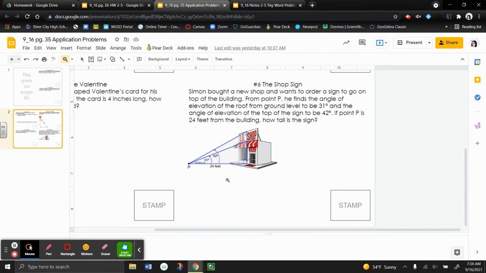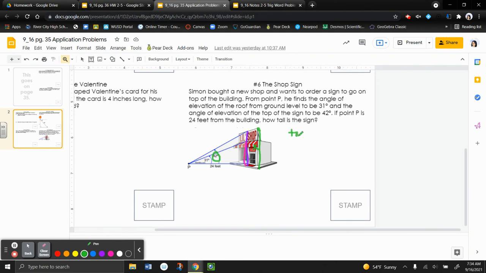All right, this last problem, a little bit of a challenge problem here. So here we have two triangles, and we're asked to solve for the height of the sign. Well, what we need to do is solve for this whole big length right here, and then solve for the smaller triangle, and then we're going to subtract them. All right, so first using the 42, I'm going to solve for x, which is going to be the height from the top of the sign to the bottom of the building.